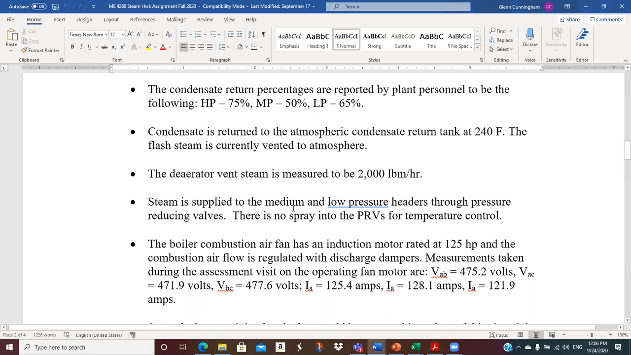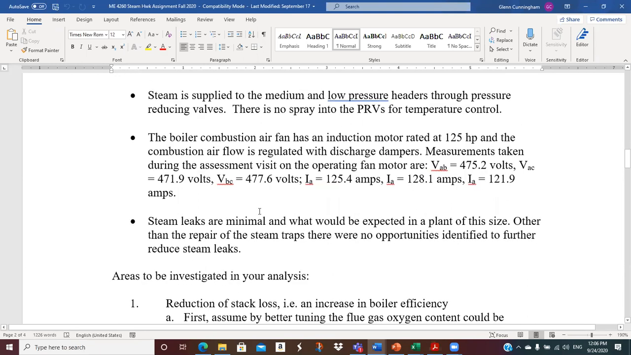Steam is supplied at medium low pressure through PRVs. We're not spraying. Information on the boiler combustion air fan: 125 horsepower motor, and we took some measurements on it, that sort of thing. So you can calculate the current energy consumption.